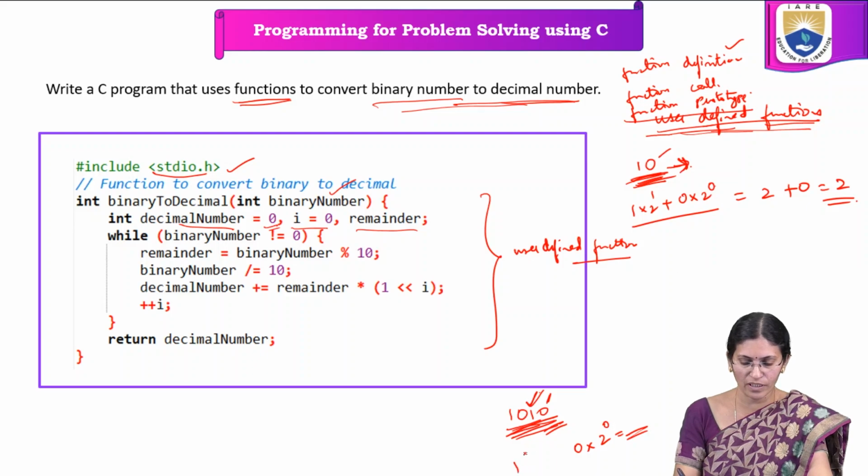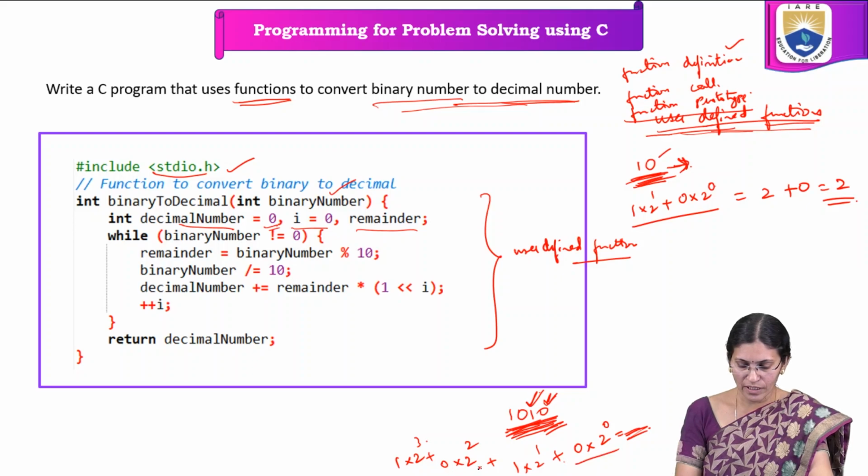In the next iteration, 1 is multiplied by 2 power 1, 0 multiplied by 2 power 2, and then 1 multiplied by 2 power 3. In this way, if you add all these values, you will get the decimal equivalent of the binary number you enter.